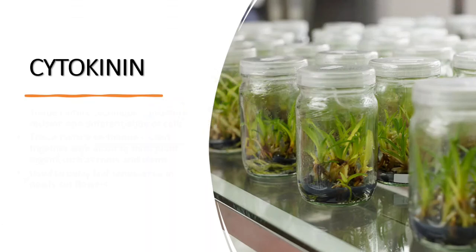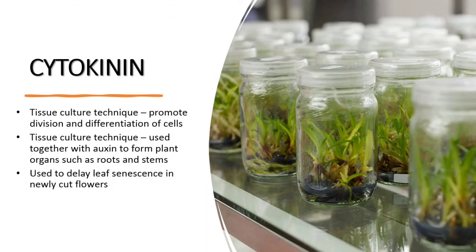Cytokinin. We use cytokinin in tissue culture technique to promote cell division and differentiation of cells. In tissue culture technique it is used together with auxin to form plant organs such as root and stem, and it is used to delay leaf senescence in newly cut flowers. So cytokinin is used with auxin in tissue culture technique. We learned the tissue culture technique during Form 4.